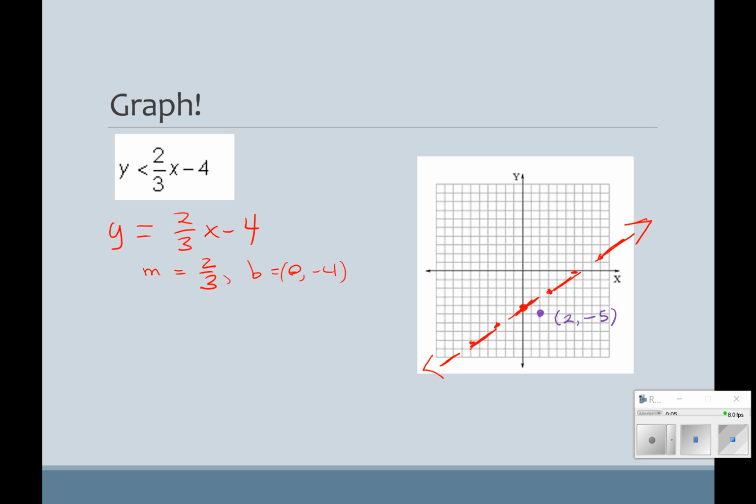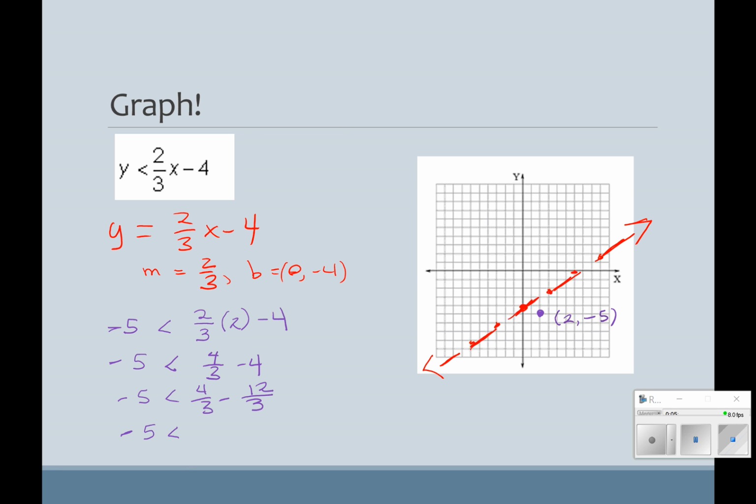So what I'm going to do is put that test point into my original inequality. I'm going to get -5 is less than 2/3, I didn't pick a very good test point, times 2 minus 4. So -5 is less than 2/3 times 2, which is 4/3, minus 4. And I can change that 4 into thirds, so it would be minus 12/3.